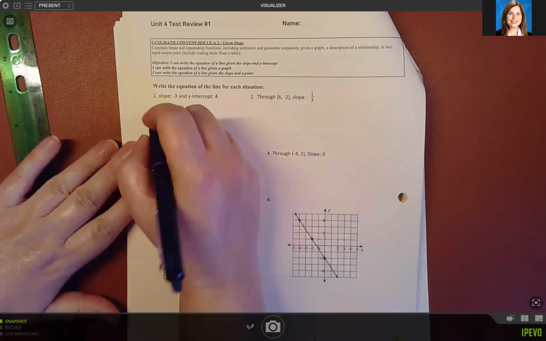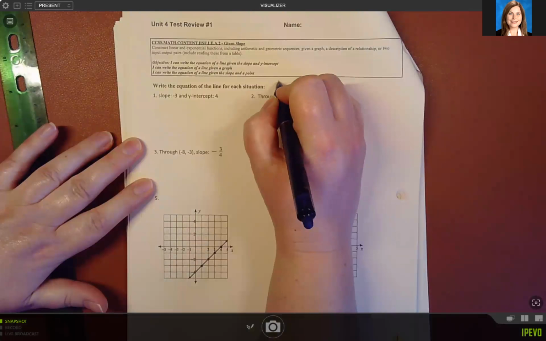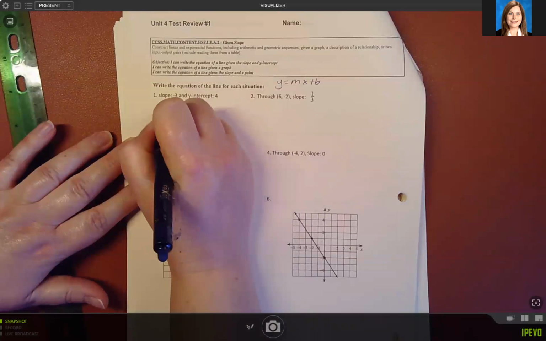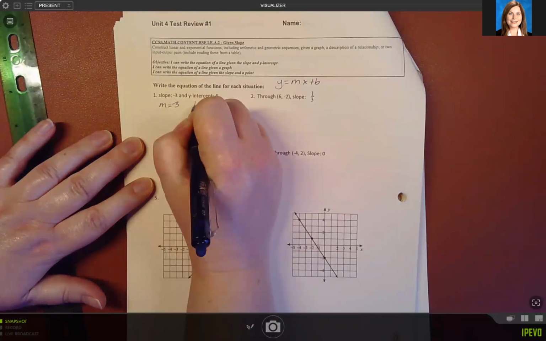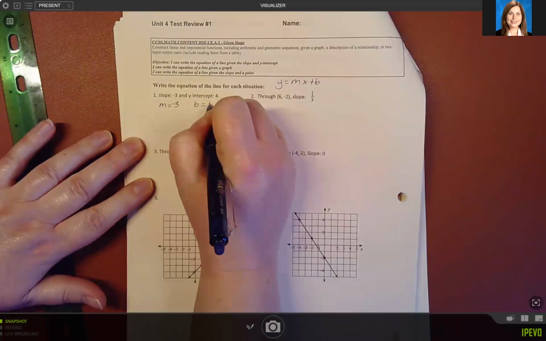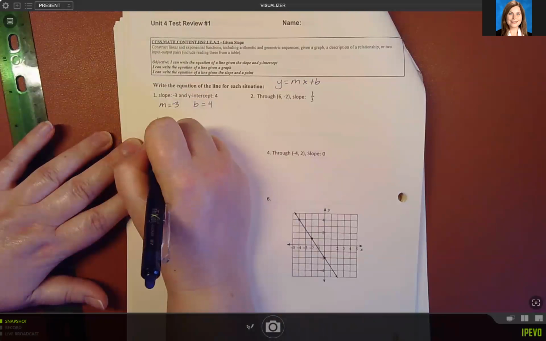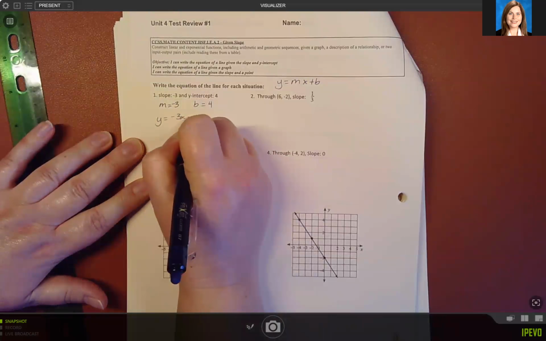So we know that slope-intercept form of a line is y equals mx plus b. This tells us that our slope m is -3 and our y-intercept b is 4. So the equation of this line would just be y equals -3x plus 4.